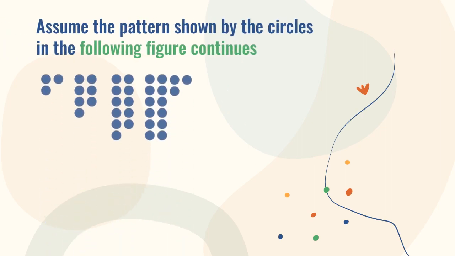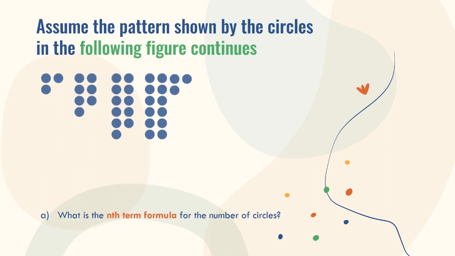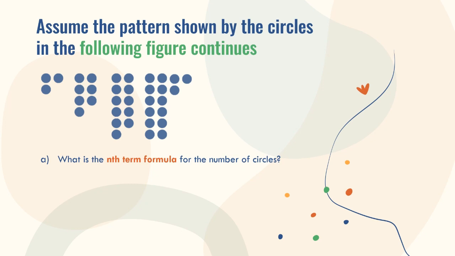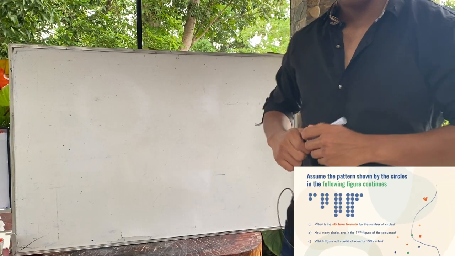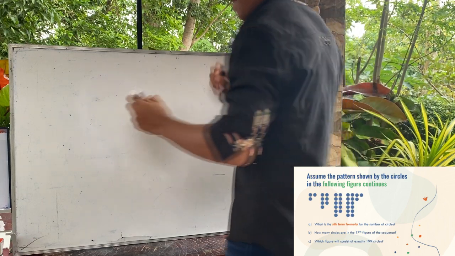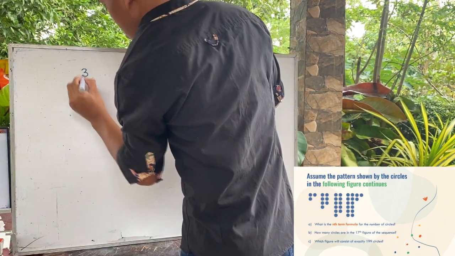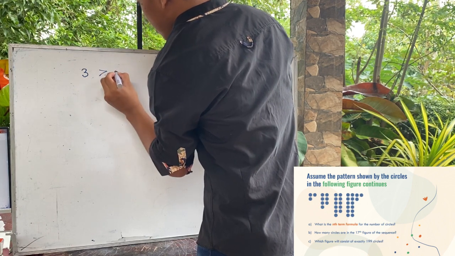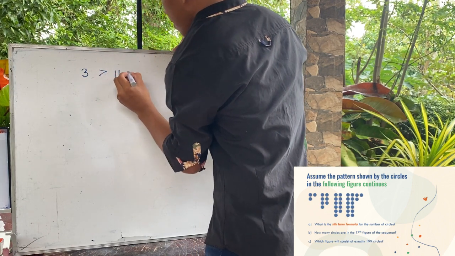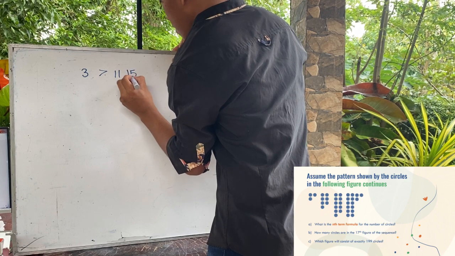Assume the pattern shown by the circles in the following figure continues. A. What is the nth term formula for the number of circles? B. How many circles are in the 17th figure of the sequence? And C. Which figure will consist of exactly 199 circles? As we have seen in the figures, the first figure has 3 circles, the second has 7, the third has 11, and lastly, the fourth has 15 circles.